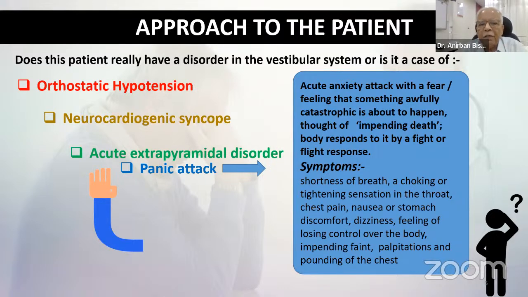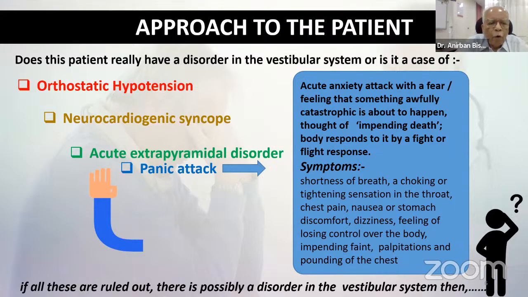If it's a panic attack, the best drugs to treat it with will be basically the benzodiazepines like clonazepam, then the SSRIs, etc. Especially a drug like clonazepam usually suffices in most cases. So if all these are ruled out, there is a possibility that there is a disorder in the vestibular system. Then what do you do?